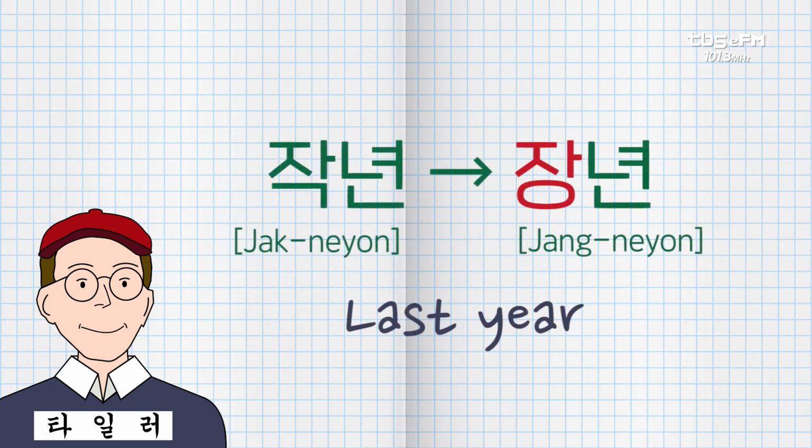For example, the word for last year, right? When you write this in Korean, how do you write it? You write jak, and then you write 년, and you stick them together, right? Jak-neyon. But it's not pronounced Jak-neyon. The 기억 turns into an ng sound because the N is following, right? So it becomes Jang-neyon. If you pronounce Jak-neyon and then you try Jang-neyon, you'll notice that Jang-neyon, the second one that I showed you, is much more comfortable in your mouth.